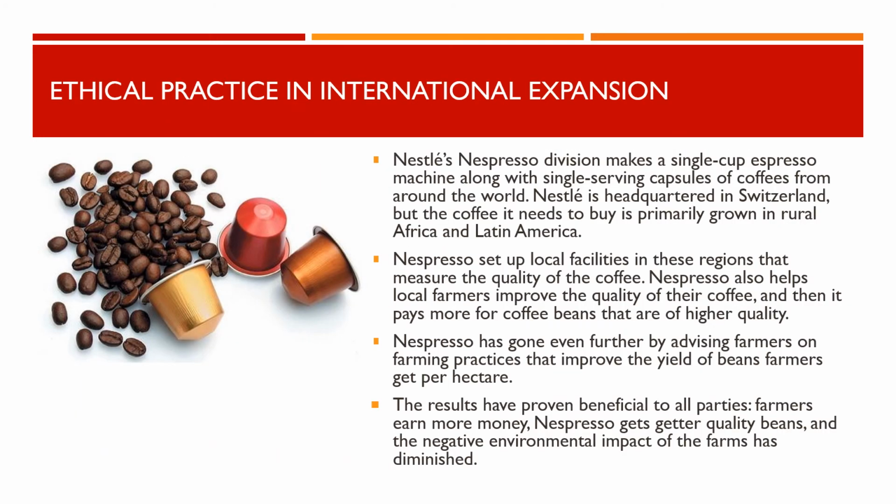Nestlé's Nespresso division makes a single-cup espresso machine, along with single-serving capsules of coffees from around the world. Nestlé is headquartered in Switzerland, but the coffee it needs to buy is primarily grown in rural Africa and Latin America. Nespresso set up local facilities in these regions that measure the quality of the coffee. Nespresso also helps local farmers improve the quality of their coffee, and then it pays more for coffee beans that are of higher quality. Nespresso has gone even further by advising farmers on farming practices that improve the yield of beans farmers get per hectare.